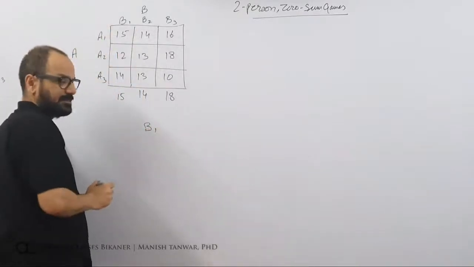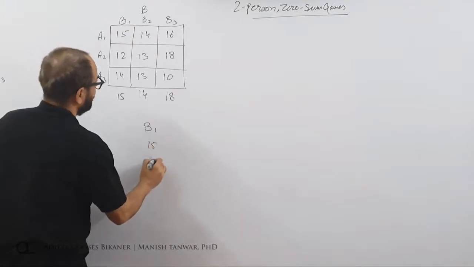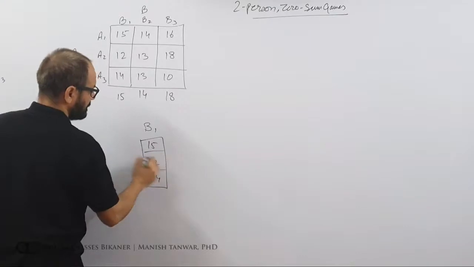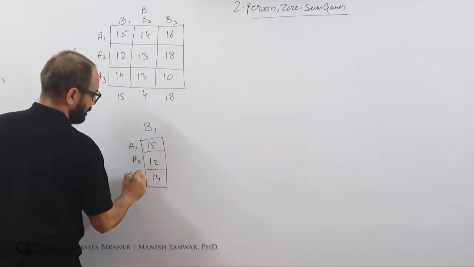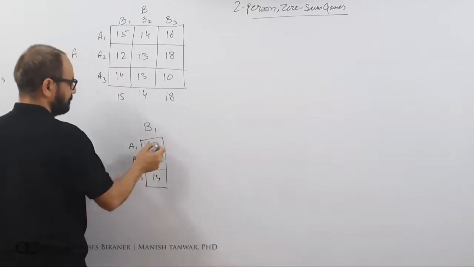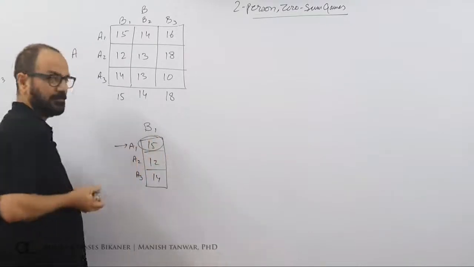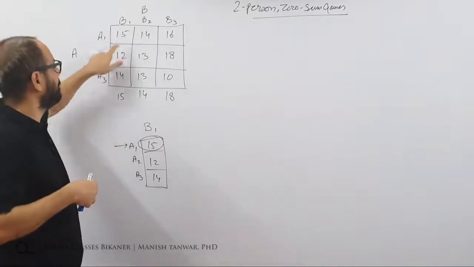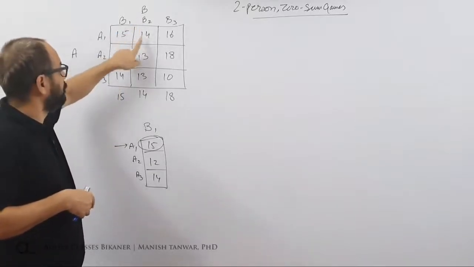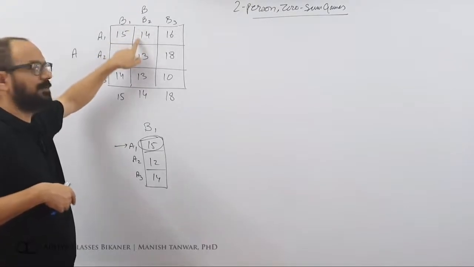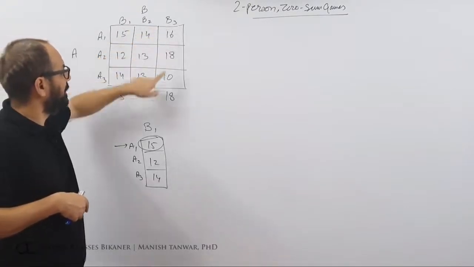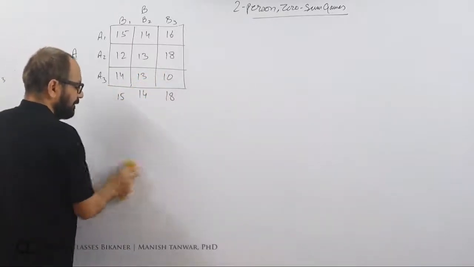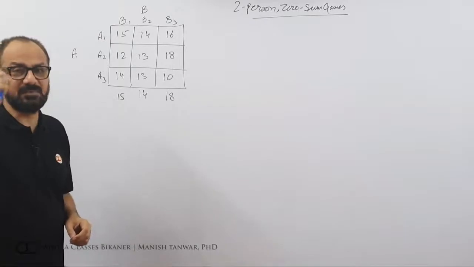If I say that I will be using strategy B1, my returns are 15, 12 and 14, while A's strategies are A1, A2, A3. Obviously, what will A take? A will try to take maximum gain. So if I take B1, I very well know that A will hit me by 15. If I take B2, A will hit me by 14. If I take B3, I know that A will hit me by 18. So I very well understand that A will try to give me maximum loss.